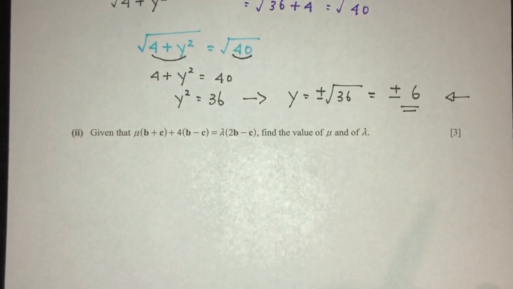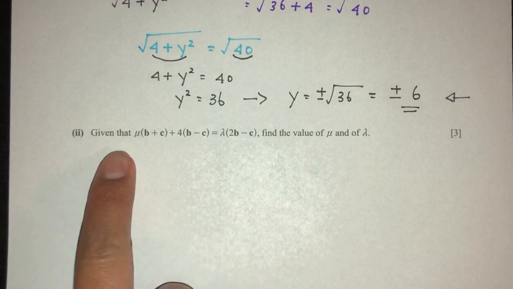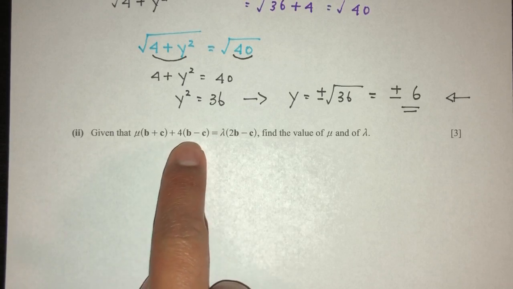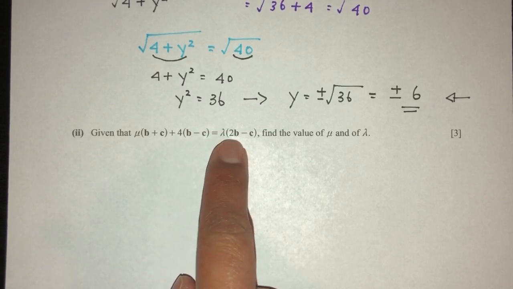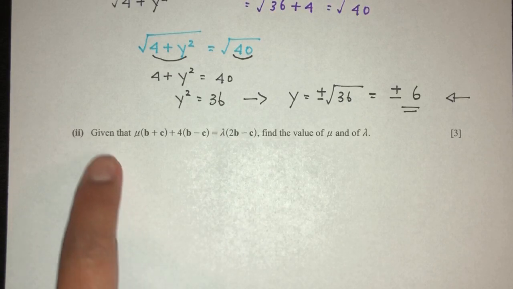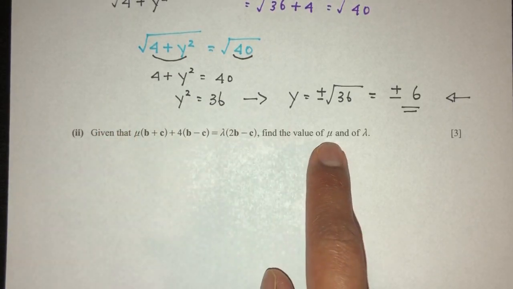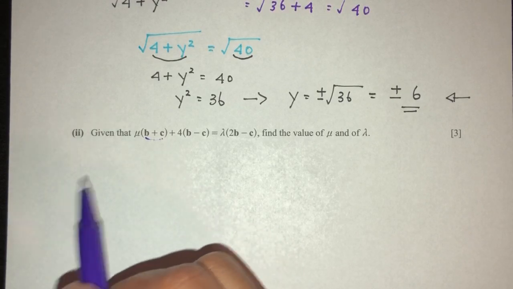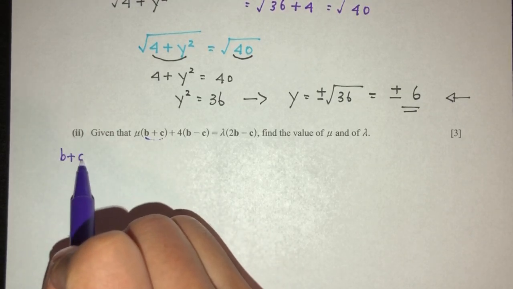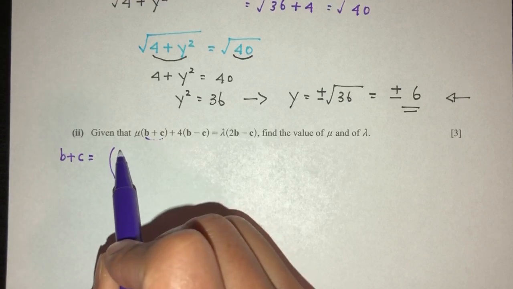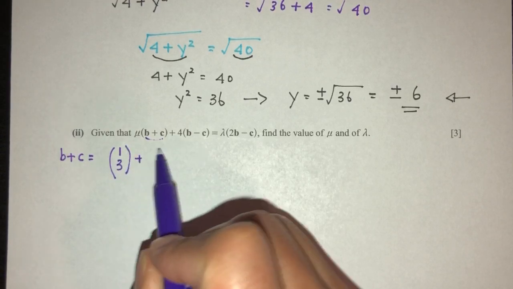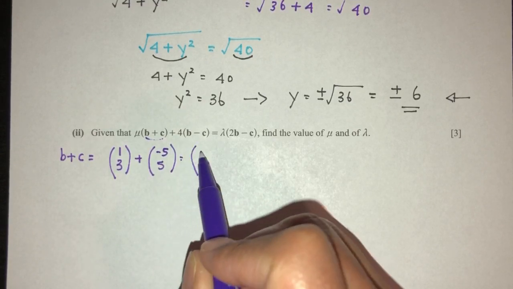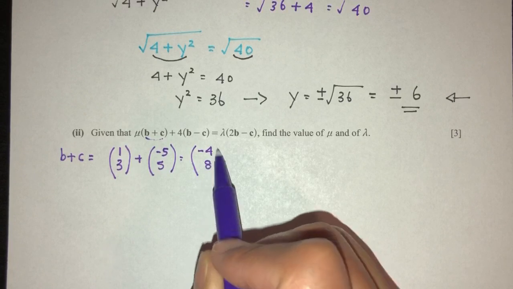Now let's move on to part 2. Given that mu times b plus c plus 4 times b minus c equals lambda times 2b minus c, we have this equation, right? So we have to find the value of mu and lambda. Let's do one by one. First let's find what is b plus c. B is 1, 3 and c is given by minus 5, 5. That will be minus 4 and 8.